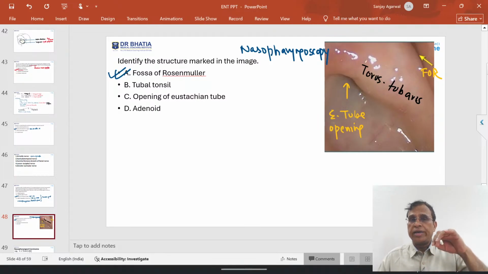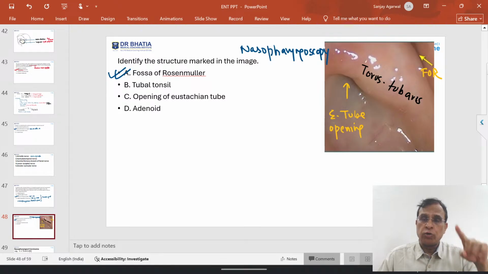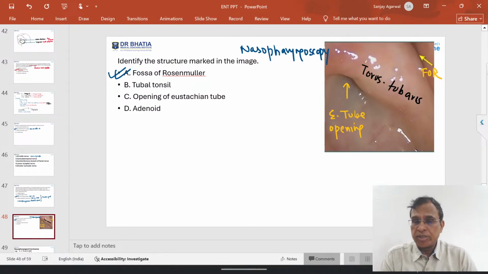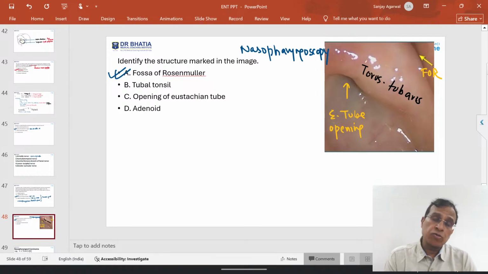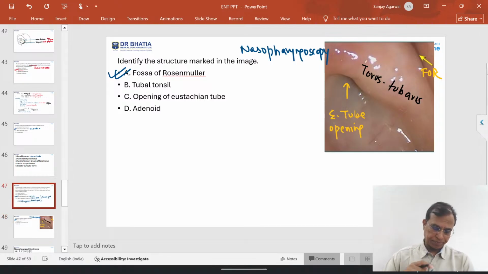So this image of nasopharyngoscopy came in your exam in 2023. In 2023 there was an MCQ image based question. They showed an image like this of a nasopharynx, and in that question also they asked the same question. They pointed at the fossa of Rosenmuller and asked what this is, please identify it. So this is the same question which is being repeated basically.